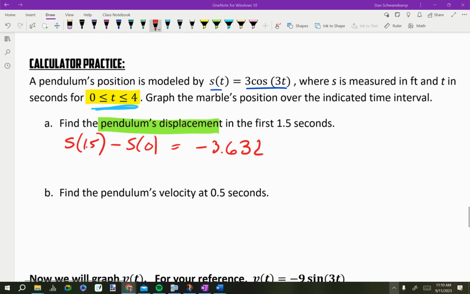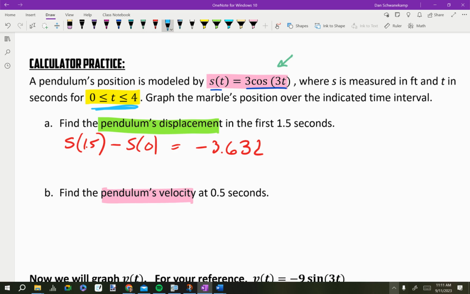Next thing we're going to do is find the pendulum's velocity. We're finding velocity. They gave me position. What do I need to do with position to find velocity? Take the derivative. The good news is this is a calculator question, so don't do it by hand. Right now, you don't know how to find this derivative anyways. We'll know how to do it tomorrow. But right now, we can't find that derivative. So what we need to do is use our calculator to find that derivative.